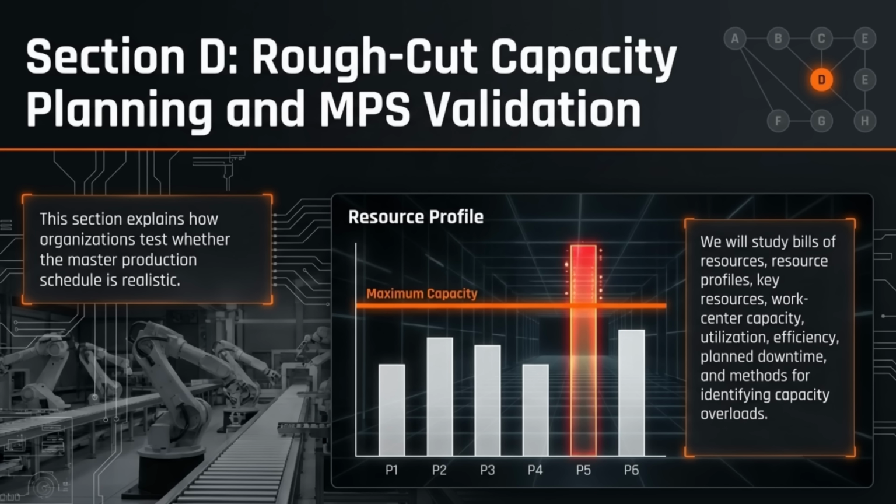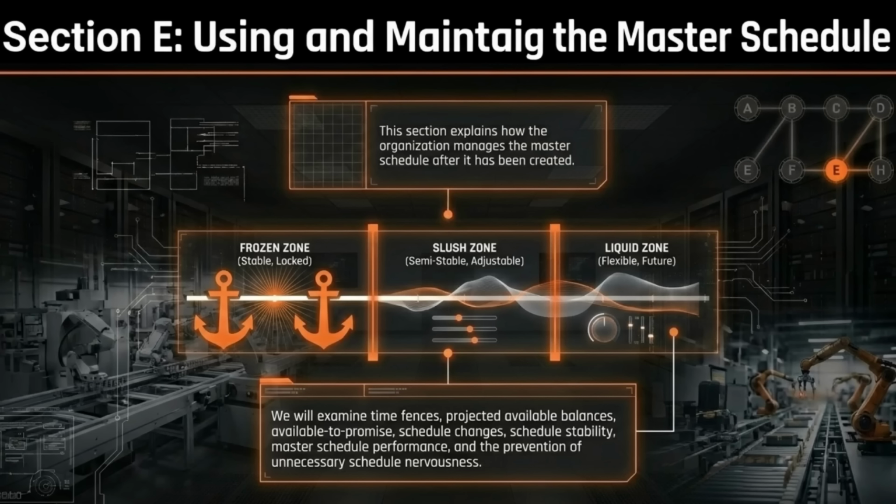Section D, Rough Cut Capacity Planning and MPS Validation. This section explains how organizations test whether the master production schedule is realistic. We will study bills of resources, resource profiles, key resources, work center capacity, utilization, efficiency, planned downtime, and methods for identifying capacity overloads.